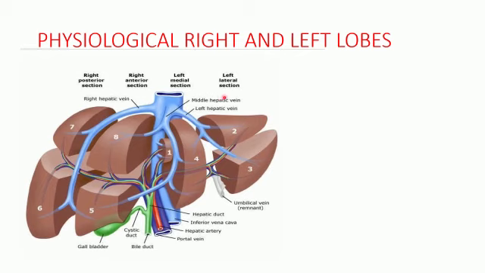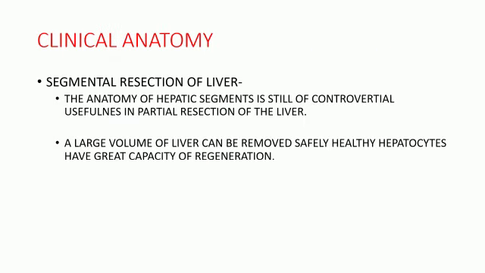The liver has a great capacity for regeneration. Even if 80% of the liver is removed, it has the capacity to regenerate very fast. We can see eight different segments on both lobes of the liver: 1, 2, 3, 4, 5, 6, 7 as well as 8. Clinical anatomy is concerned with these segments of the liver. The anatomy of the hepatic segments is uncontroversial. Its usefulness is in partial resection of the liver. A large volume of the liver can be removed safely, as hepatocytes have a great capacity for regeneration.